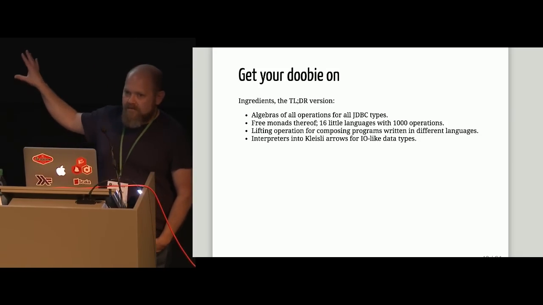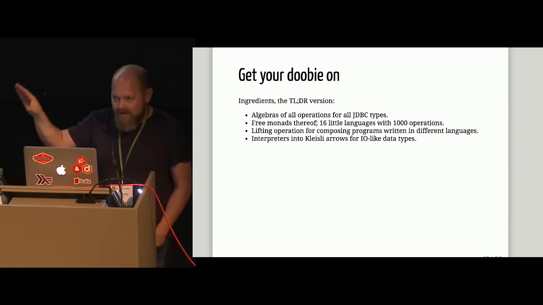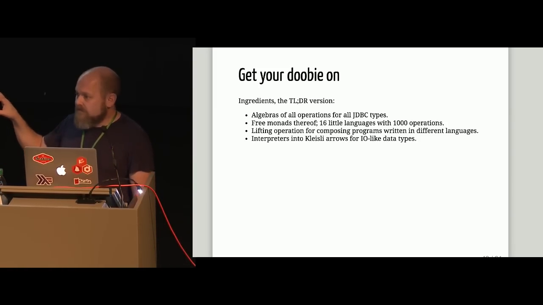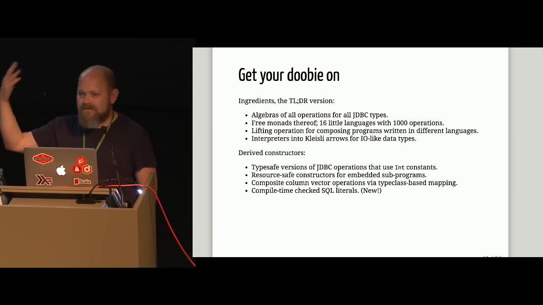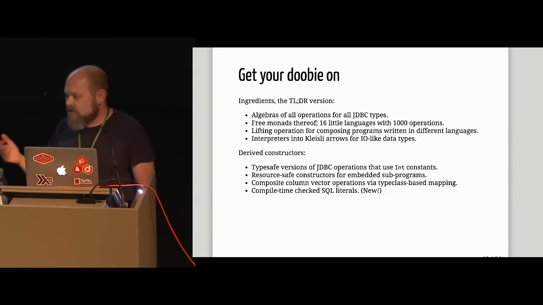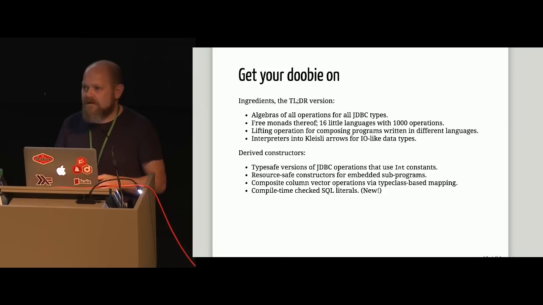This is still very low level, right? This gives us a pure functional way to write JDBC programs, but we don't want to be writing JDBC because it's really low level and it's really irritating. So we can improve on that with some sort of higher level constructors. Okay, so we have typed versions of all the JDBC operations that return stupid values like ints. So if you say, I want to know what the current transaction isolation is, I don't want an int back. I want an enumerated type that I can pattern match on. So we provide those constructors.